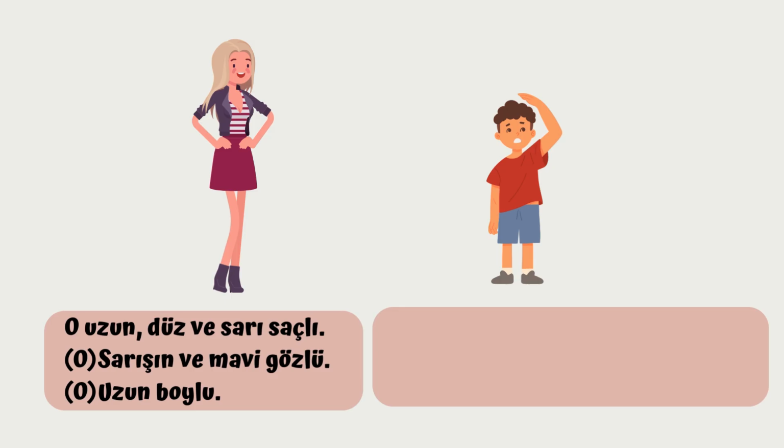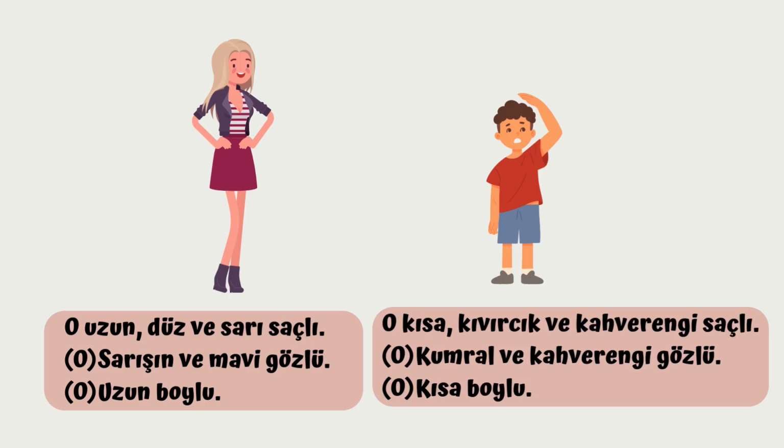Okay, and the next one, the little boy. So this is how we can describe him. O kısa, kıvırcık ve kahverengi saçlı, kumral ve kahverengi gözlü, kısa boylu. So we're saying he, this time O means he. We know it from the context. He is with short, curly and brown hair. He's brunette and he's with brown eyes and he's short. So actually we're saying he's with short height.